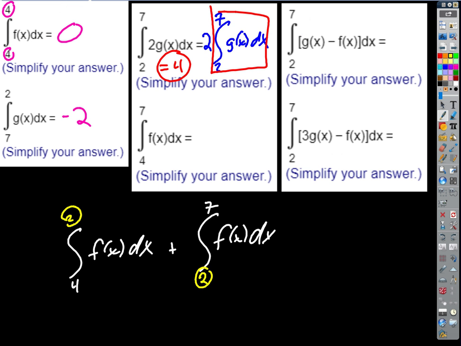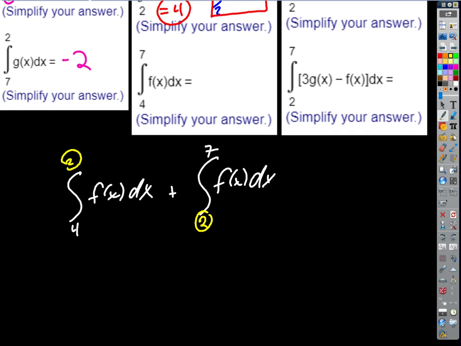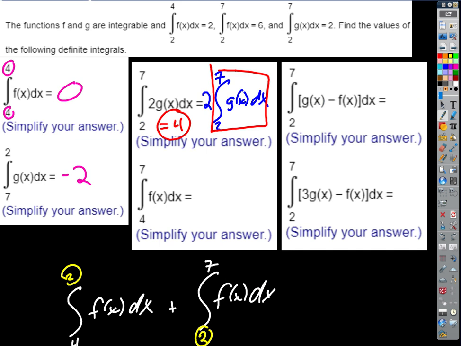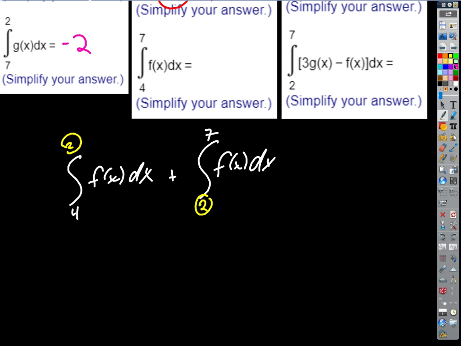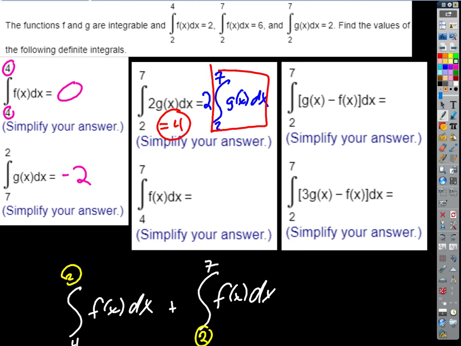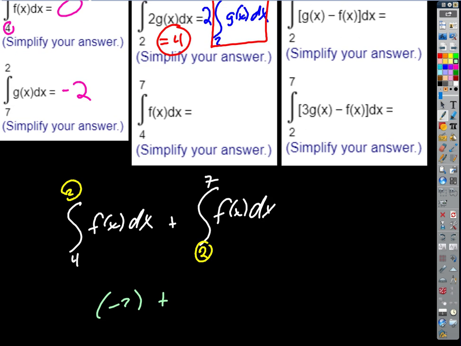So what do those add up to? What's the area of f of x from 4 to 2? Negative 2, right? Okay, so that's going to become a negative 2. What about the area from 2 to 7? That's 6. Okay. So we get 4 for our answer, right? Okay? See how that works?